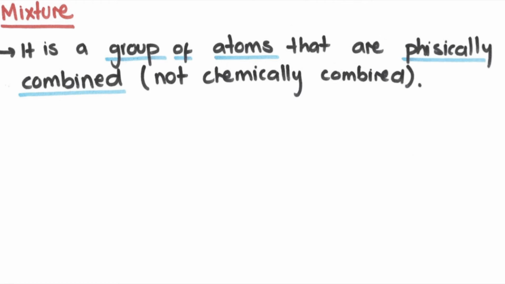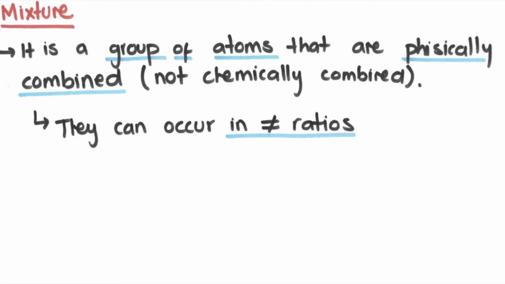So a mixture is a group of atoms that are physically combined but not chemically combined, okay? And these are the types of mixtures that we have been talking about in the whole term that we have been doing, matter and mixtures. They can occur in different ratios.